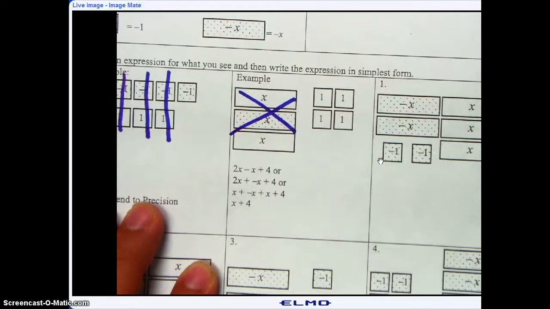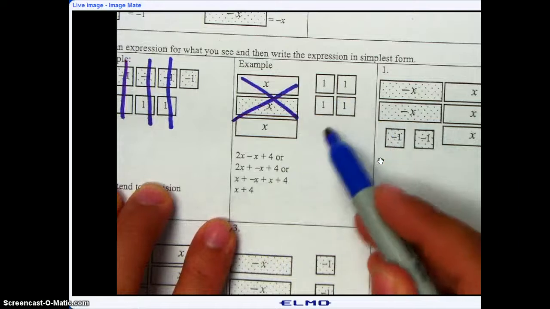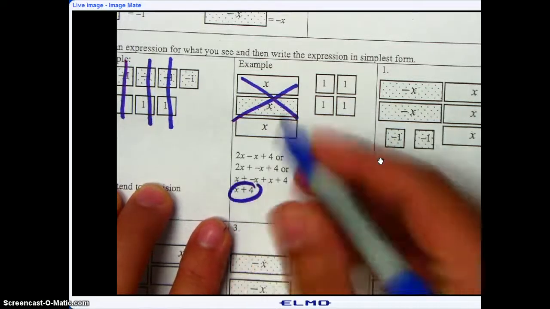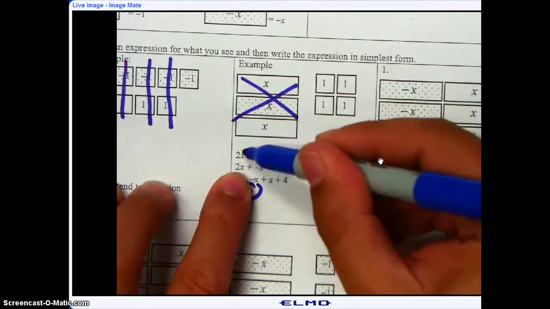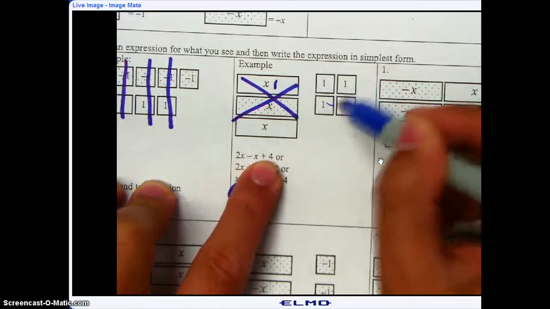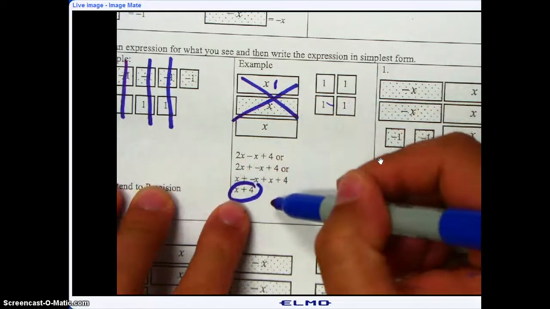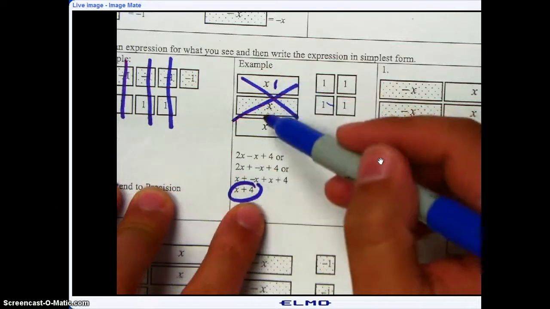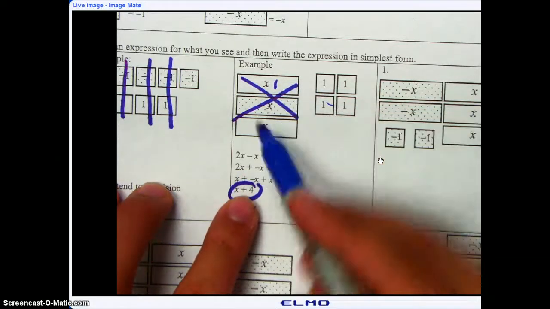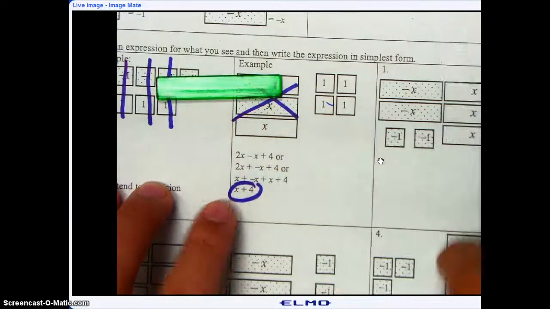How many x's do we have left? 1. So we have 1 x, and then what else? 4 units. So if you have 2 x's plus a negative x plus 4 integer units, that's going to equal just 1x plus 4, because we get rid of our 0 pair, just like we did with integer chips.